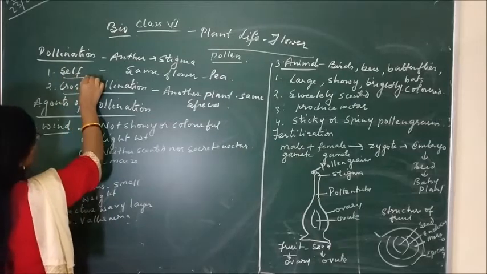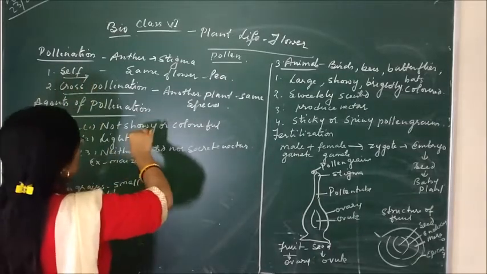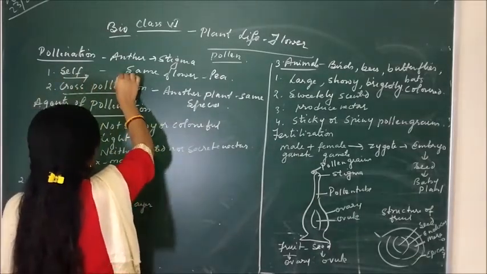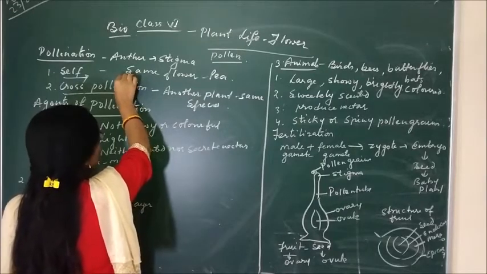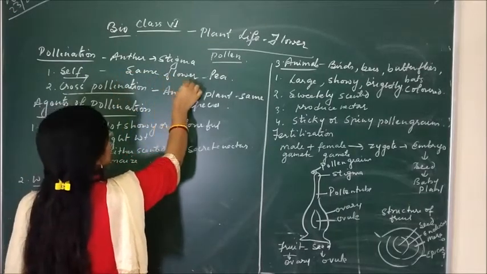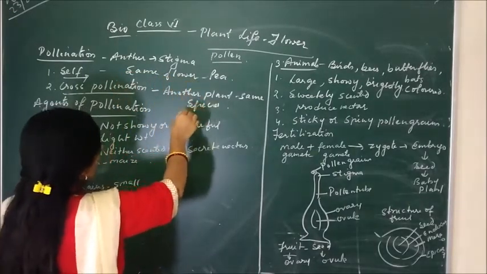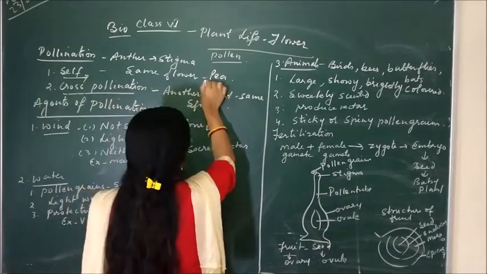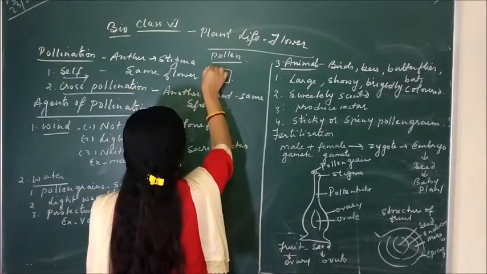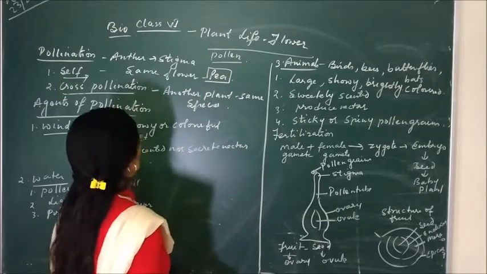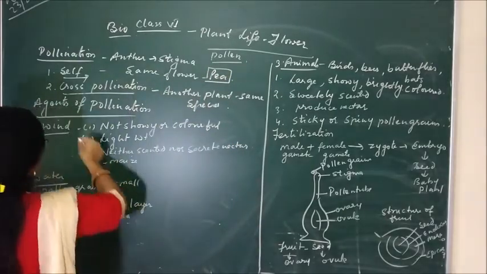Self-pollination means when the pollen grains are transferred from the anther of the flower to the stigma of the same flower. That process is called self-pollination. Like in the pea plant flower, we can see self-pollination.